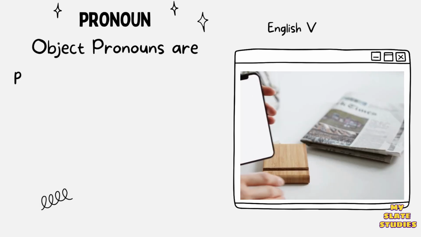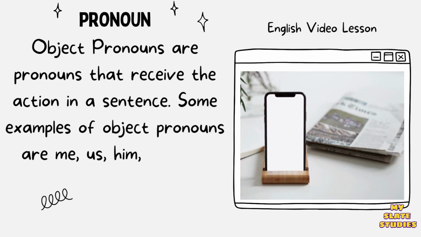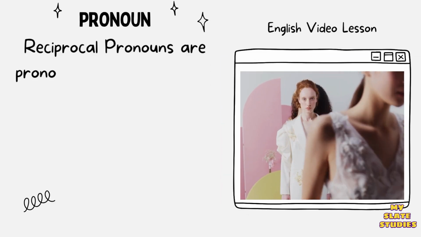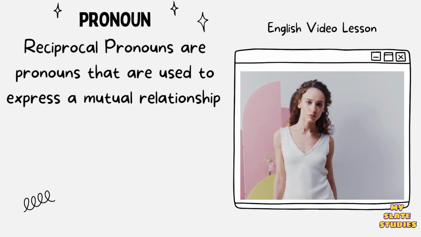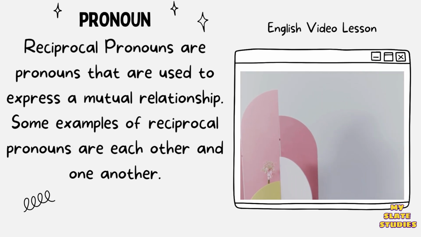Object pronouns are pronouns that receive the action in a sentence. Some examples of object pronouns are me, us, him, her, and them. Reciprocal pronouns are pronouns that are used to express a mutual relationship. Some examples of reciprocal pronouns are each other and one another.